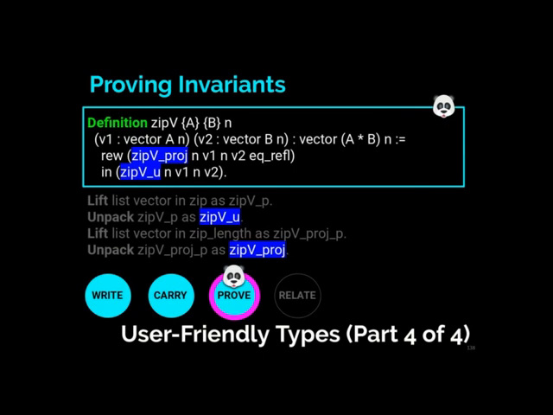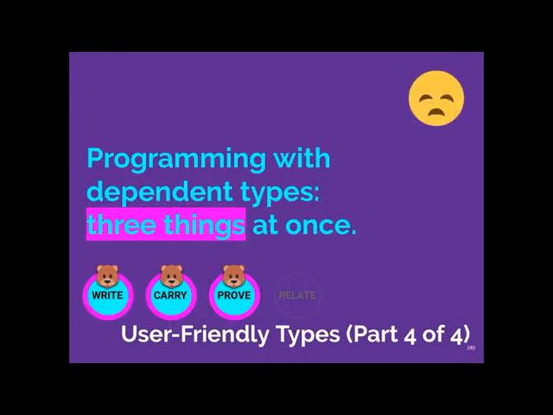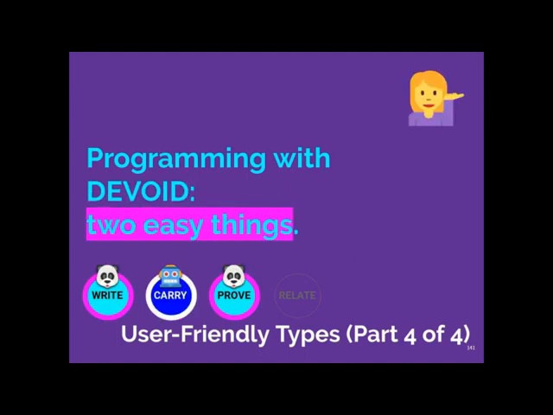And then what we're able to do is define our zip v function by just rewriting by the lifted and onpacked invariant inside the lifted and unpacked function. And this gives us the type that we want. So now this is how we get from doing 3 different things at once to just doing 2 easy things.